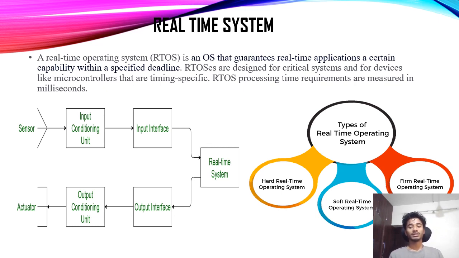So there are basically three types of real-time operating systems. The first one is the hard real-time operating system. Second one is the soft real-time operating system. Third one is the firm real-time operating system. So moving on to our next slide.